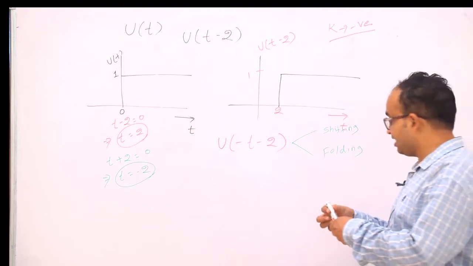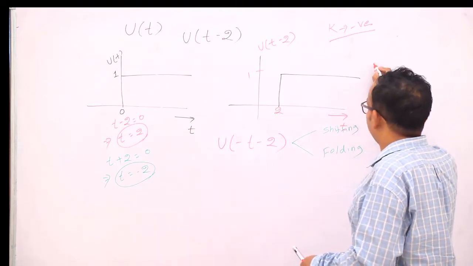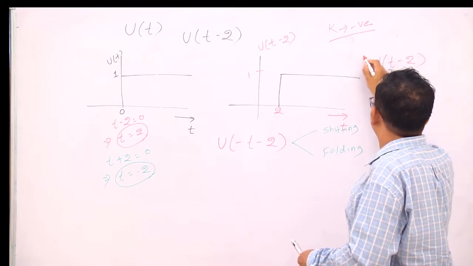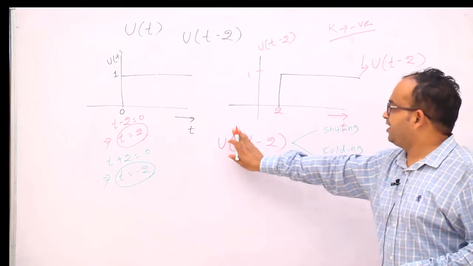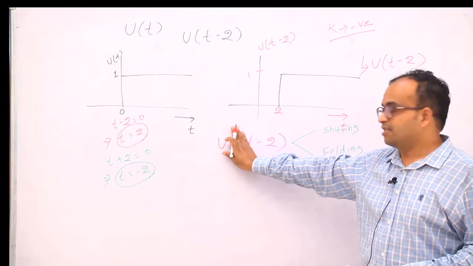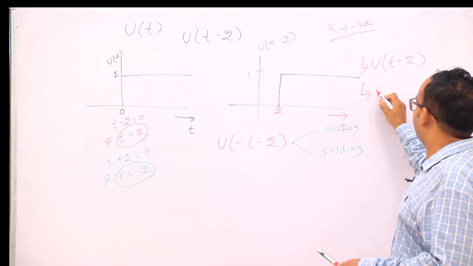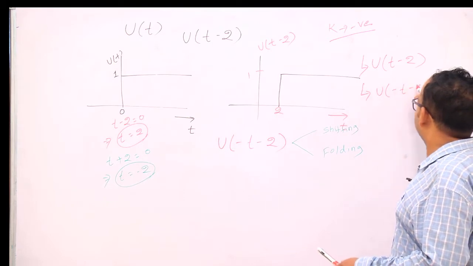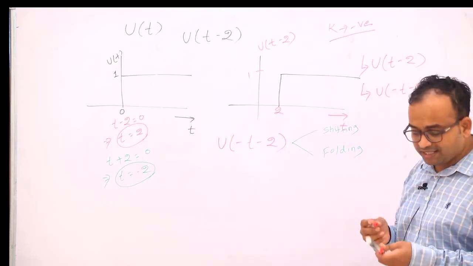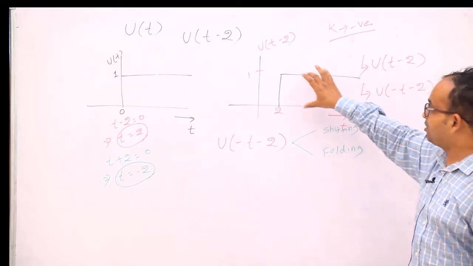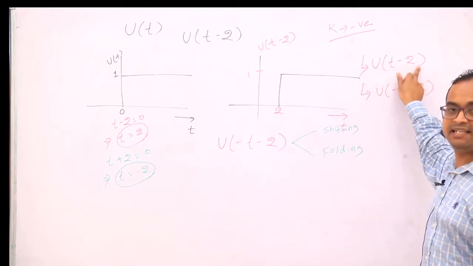So what will you do first? The operation first is you have to do u of t minus 2, the shifting, leaving the minus. So first we get t minus 2. Next you have to find out the value of u of minus t minus 2. Already I have drawn here the value of u of t minus 2.